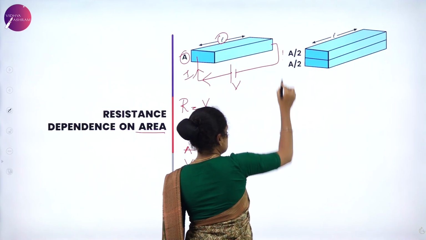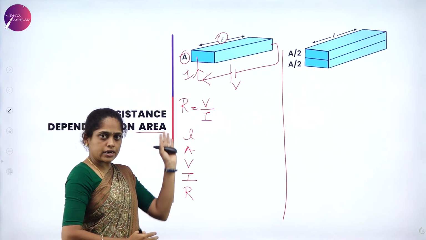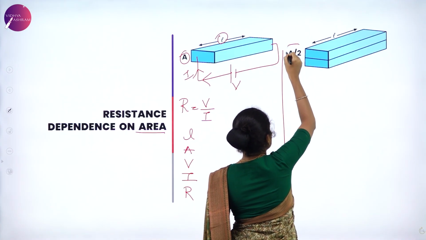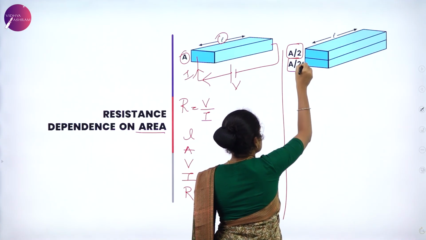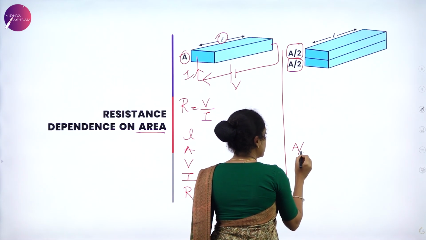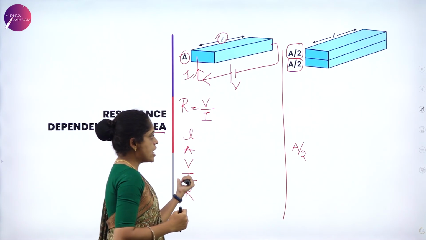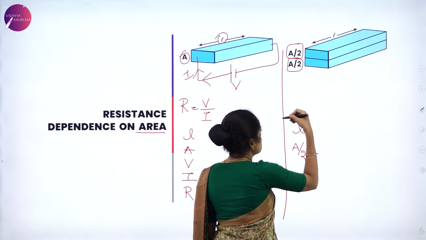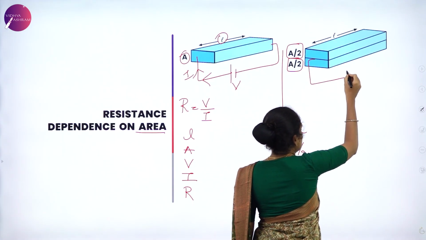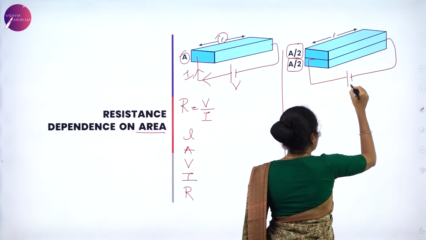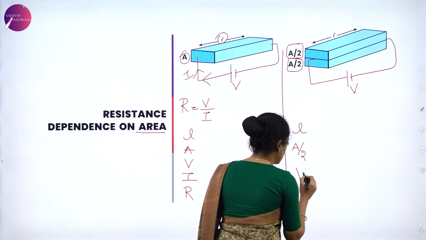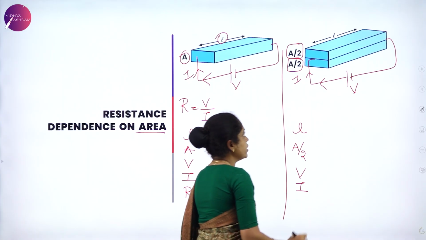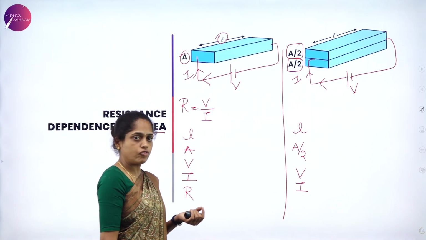In the second case, this conductor is divided into 2. When we divide this into 2, the area decreases. Area becomes half of the initial. So area changes, length remains the same. And this combination is connected to a battery of potential difference V. The current I flows when this combination is connected to the battery of potential difference V.